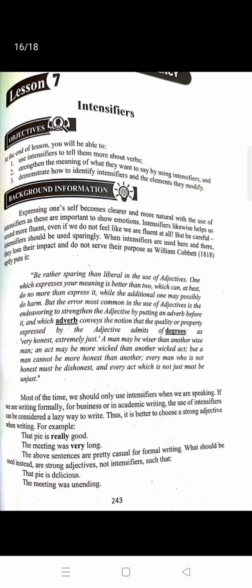So the above sentences are pretty casual for formal writing. What should be used instead are strong adjectives, not intensifiers. So sinasabi ko kanina, kung nakikipag-usap ka lang or when you are speaking, gamit ng intensifiers. Pero kapag nagsusulat ka, gumagawa ka ng formal, so you say, the pie is delicious. So really good and delicious have similar meanings. The meeting was unending. So, that means the meeting was very long.